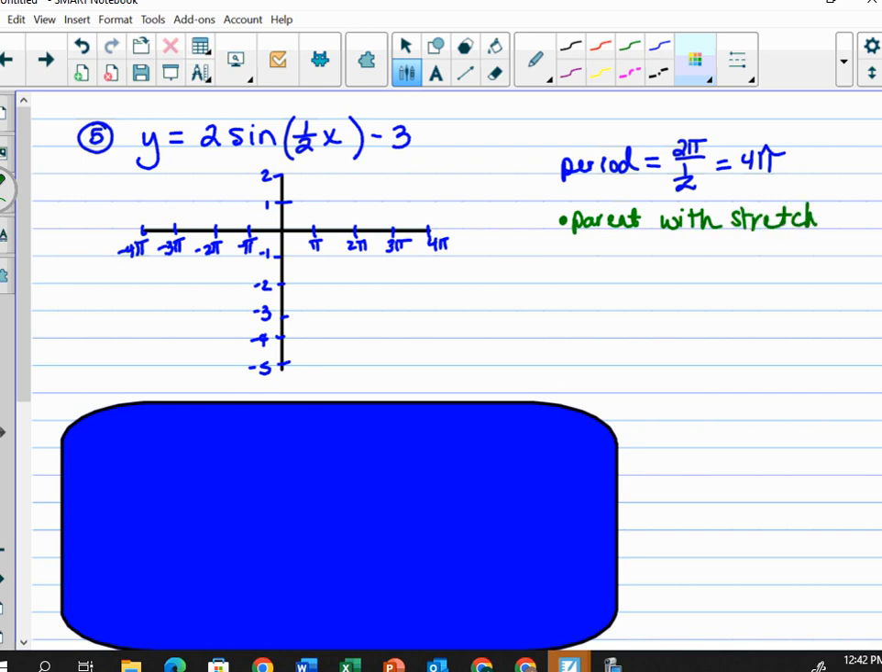All right, in green, I'm going to do my parent graph dots, but I'm going to do that vertical stretch. Which number is telling me the vertical stretch? The 2. Okay, so I'm going to think of sine, starts at 0, 0. Instead of over to 1, I'm going to go to 2, back to 0, down to -2, 0. Follow your pattern.